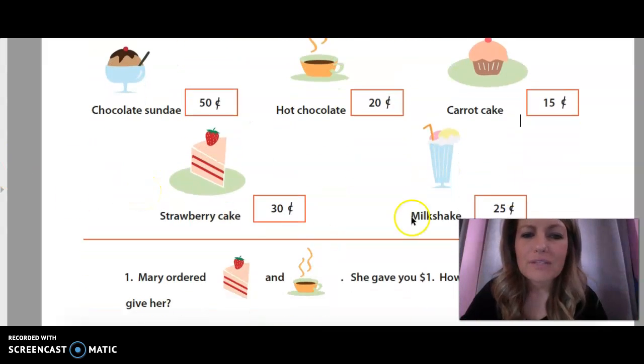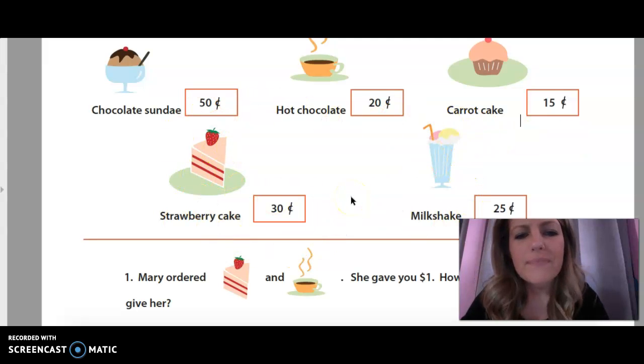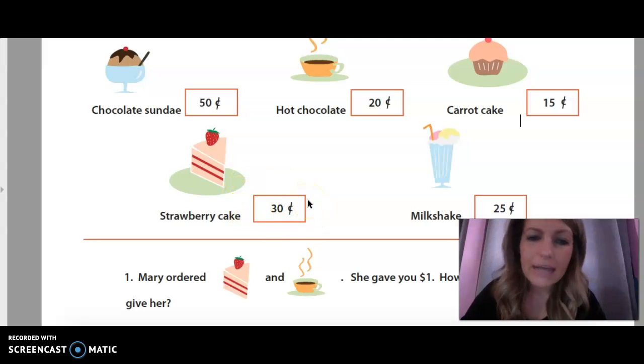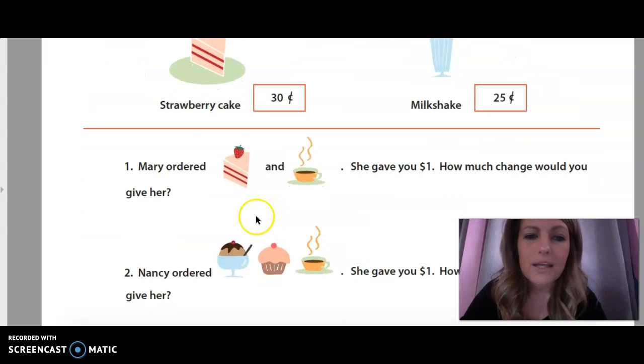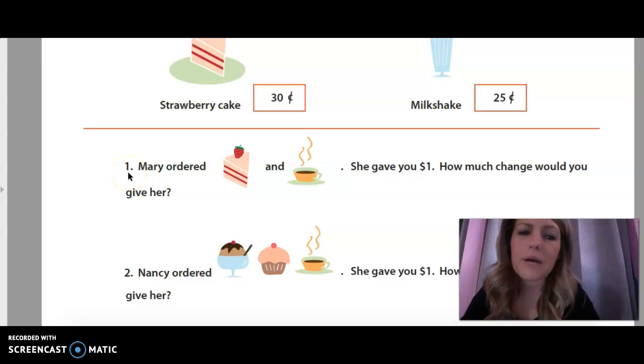Up at the top, you'll see pictures of all the things that you can get at the delicious coffee shop. Next to the pictures, you'll see the price of each item. For instance, this strawberry cake costs 30 cents. Let's take a look at sentence number 1.